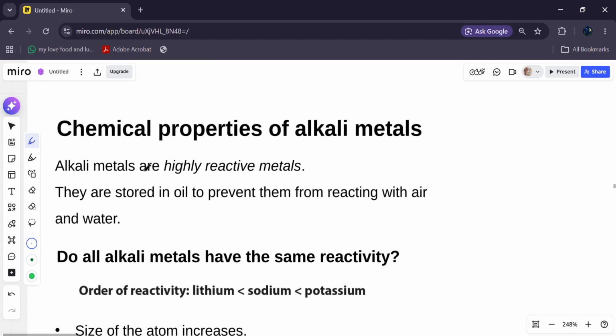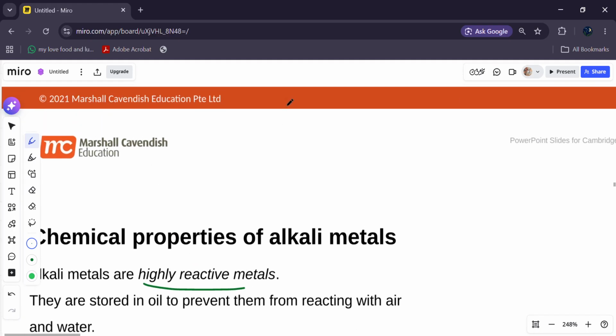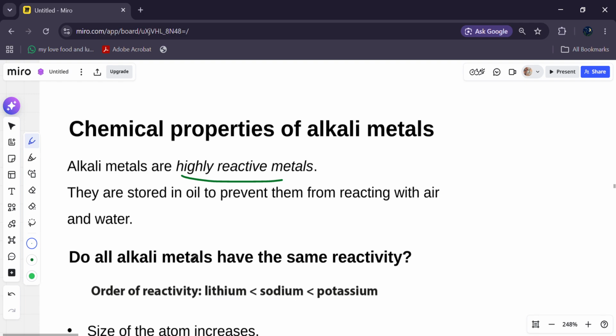Now here are the chemical properties of alkali metals. Alkali metals are highly reactive metals. Remember, we just talked about the physical properties. Now we have the chemical properties. The chemical property of alkali metals is that they're really highly reactive. They are stored in oil to prevent them from reacting with air and water.